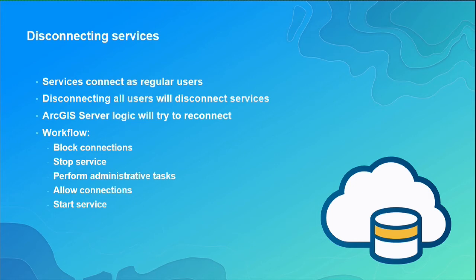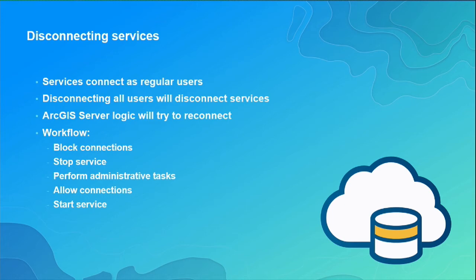In this case, the services we are talking about are published by reference. So feature services where the data is not copied over to the server, but it references the data in your enterprise geodatabase through a connection file. Services connect as a regular user. The geodatabase does not know that there is anything special about this user.